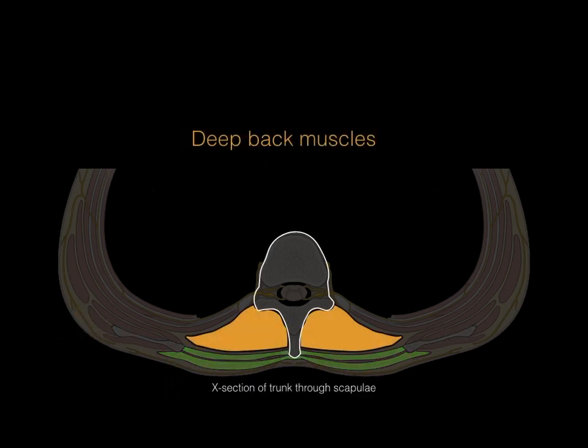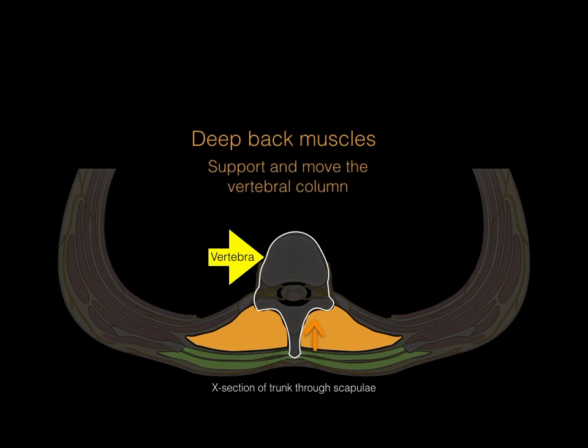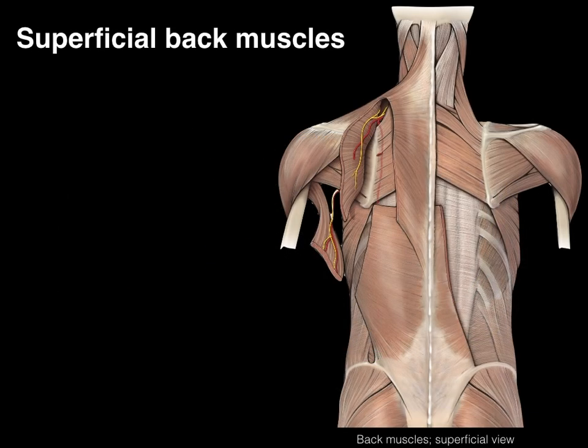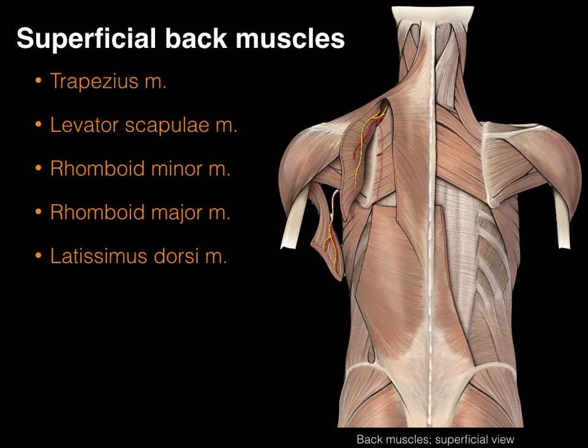Now, in contrast, the deep back muscles are right beside the vertebral column. There's a vertebra. And their function or purpose is to support and move the vertebral column, and their innervation is through the dorsal rami. So let's go through each of those. So let's start with superficial back muscles: traps, levator, rhomboids, and our latissimus dorsi muscles. So let's go through each one of these.